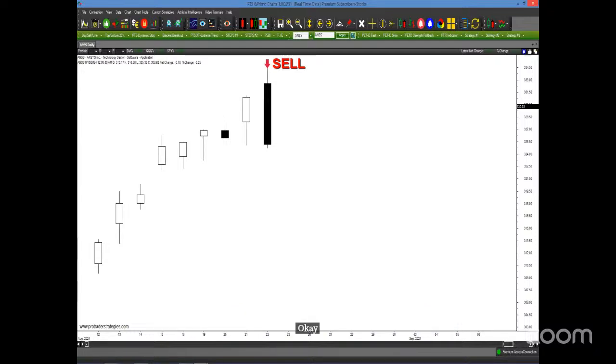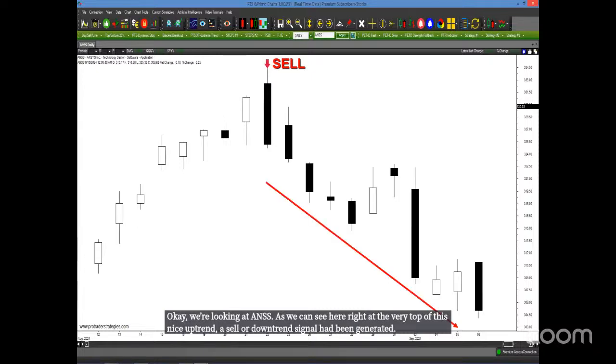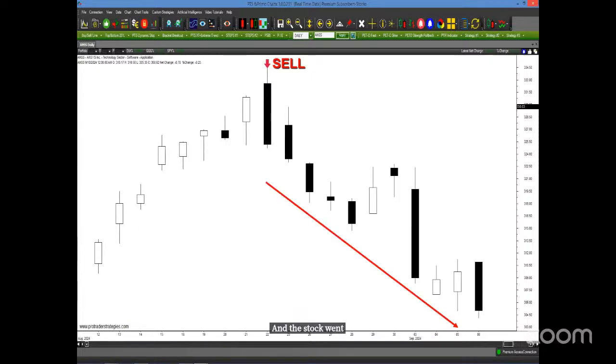Okay, we're looking at ANSS. As we can see here, right at the very top of this nice uptrend, a sell or downtrend signal had been generated, a reversal, and the stock went from roughly 325 all the way down to nearly 300.